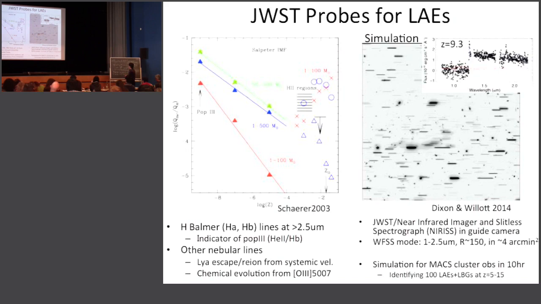And this is the expected spectra at redshift 9.3, showing a nice Lyman-alpha feature here. And of course, one of the important questions is at what epoch the Lyman-alpha disappears. That really helps us to understand the ionized bubbles and the peculiar motions of galaxies at redshift around 9 or 10.